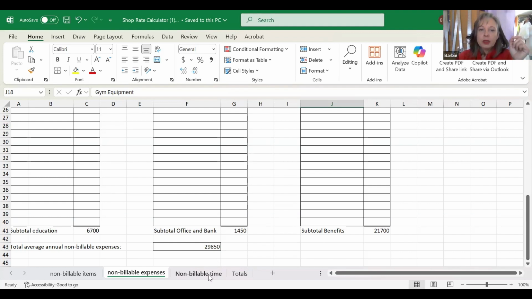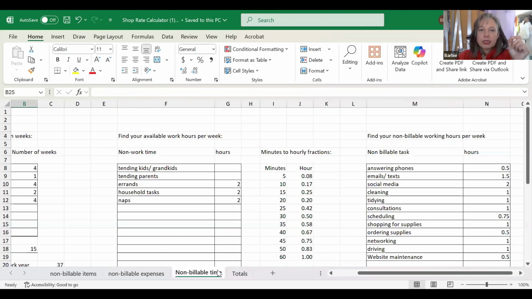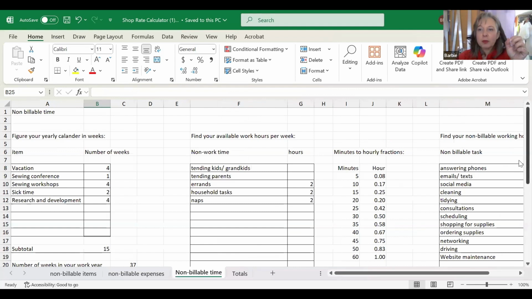Now the last thing to look at is non-billable time. This is the time that we spend in our business working that cannot be billed directly to a single client. For instance, if I answer the phone and answer some questions, that person may or may not become a client of mine. I'm not going to charge them five minutes of my time and track them down to bill them. It's considered non-billable time.